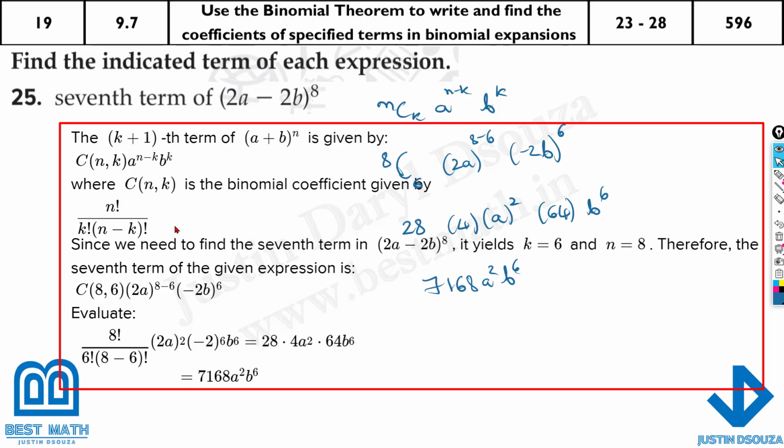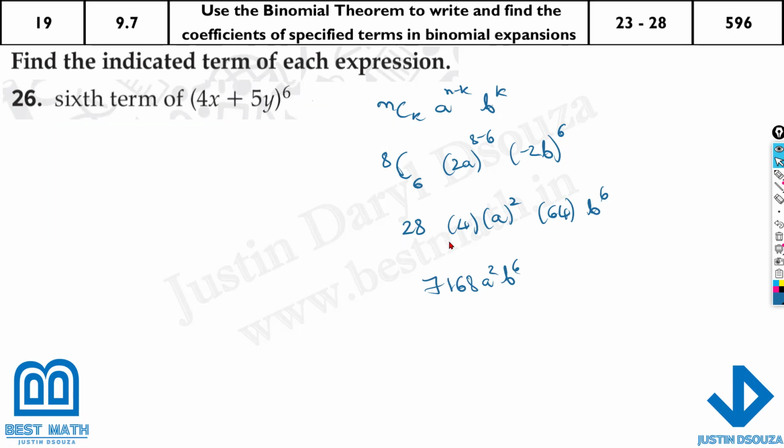You can skip steps. There are some problems where steps are skipped. It's up to you. As long as you have written this much, that is more than enough.